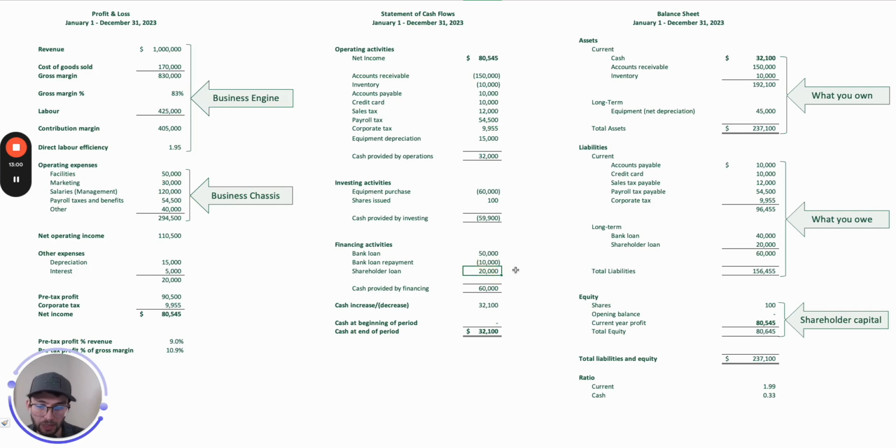Here as well, we have shareholder loan and it's a positive. That means that the shareholder themselves had to put an additional $20,000 into the company in order to just meet cash needs. Okay, so when we take all of these numbers and add them up, we have our cash provided by operations of $32,000.